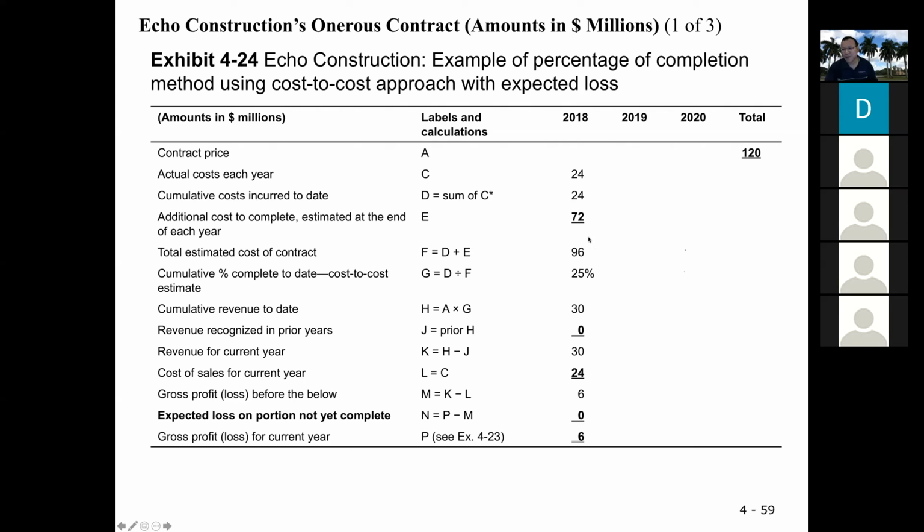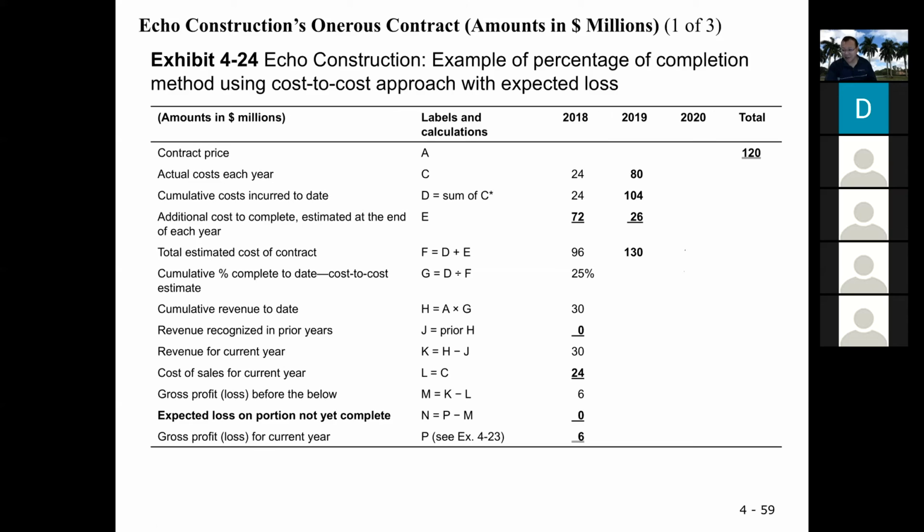Okay, let's move on to 2019. So the actual cost is 80. So the cumulative cost is 104, because it's cumulative. In the first year, 24. In the second year, 80. So together, the accumulation is 104. And the additional cost to complete, that's your estimation, is 26. So the total expected cost is 130.